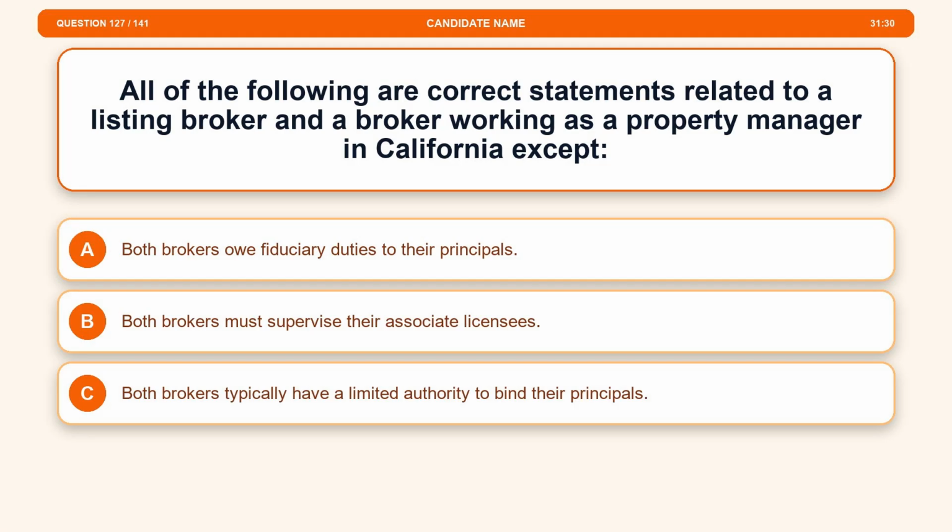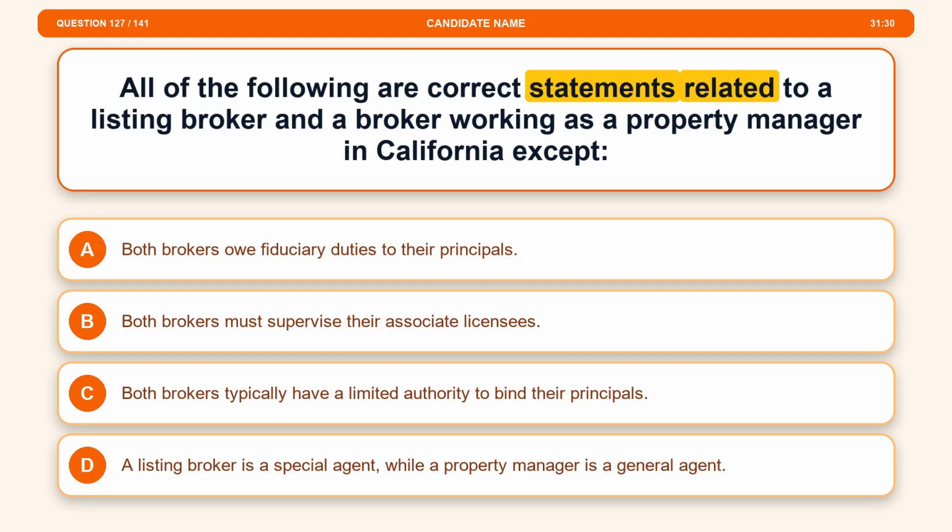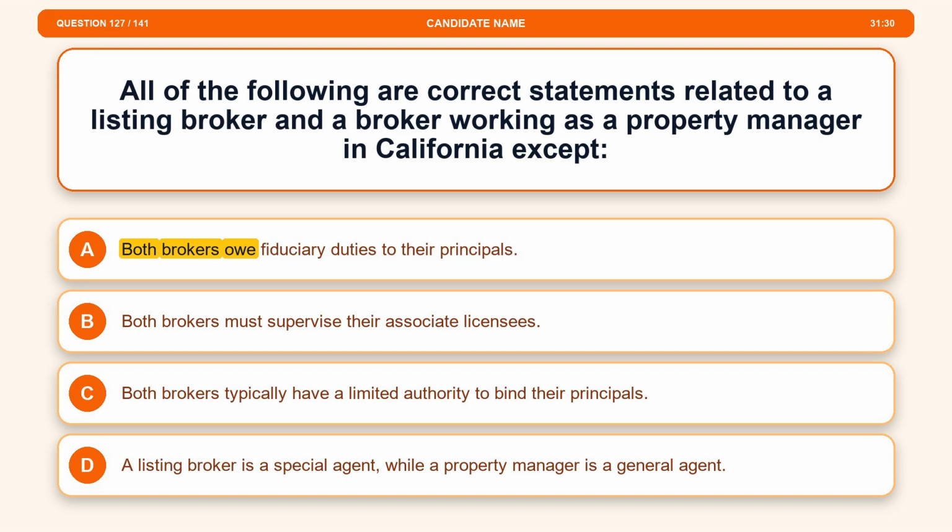Question 127. All of the following are correct statements related to a listing broker and a broker working as a property manager in California, except: Option A. Both brokers owe fiduciary duties to their principals. Option B. Both brokers must supervise their associate licensees. Option C. Both brokers typically have a limited authority to bind their principals. Option D. A listing broker is a special agent, while a property manager is a general agent.